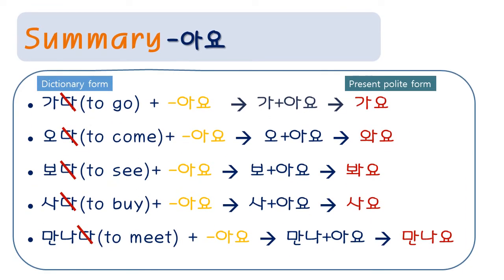All right, everyone, you can go through and practice these conjugations for yourself. Pause the video and then listen to the pronunciation. 가다, 가요. 오다, 와요. 보다, 봐요. 사다, 사요. 만나다, 만나요.